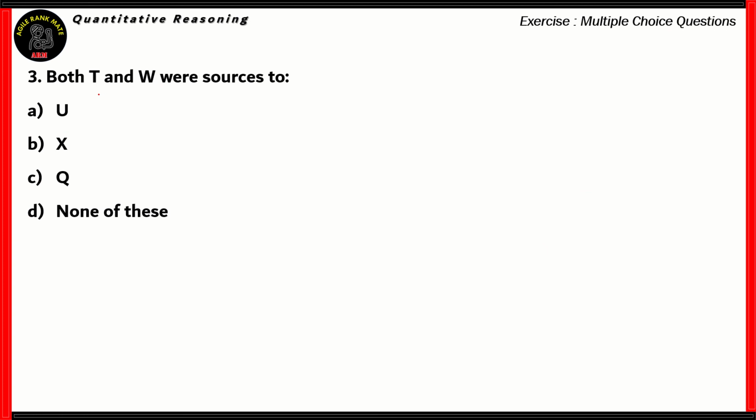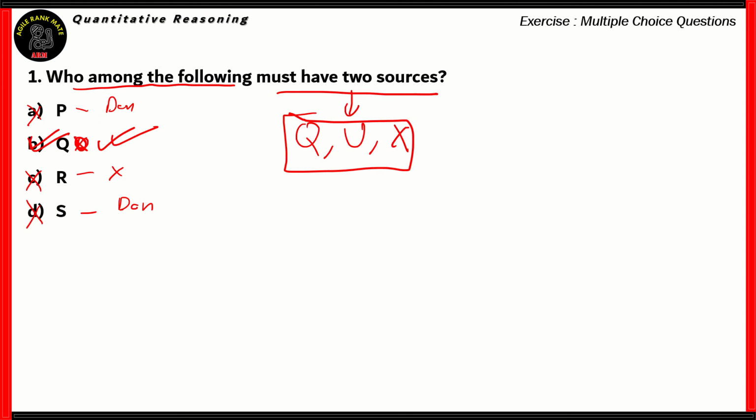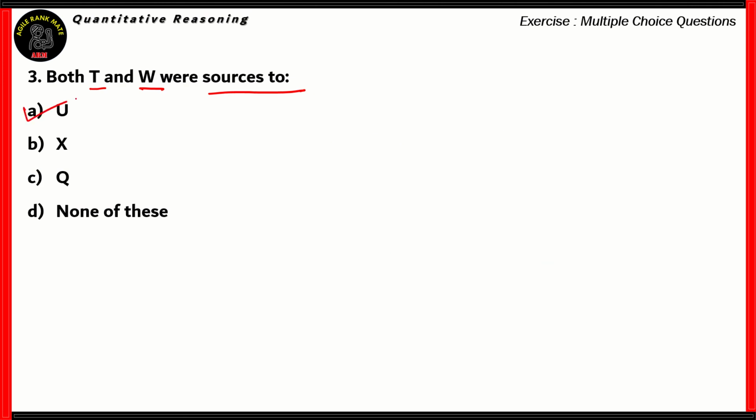Question number 3. Both T and W were sources too. So we know that T and W were sources to a particular key. We need to find out which one. If you look at the table, you can see that T and W are the sources for the answer key of U. So therefore, option A, U, turns out to be the right option.